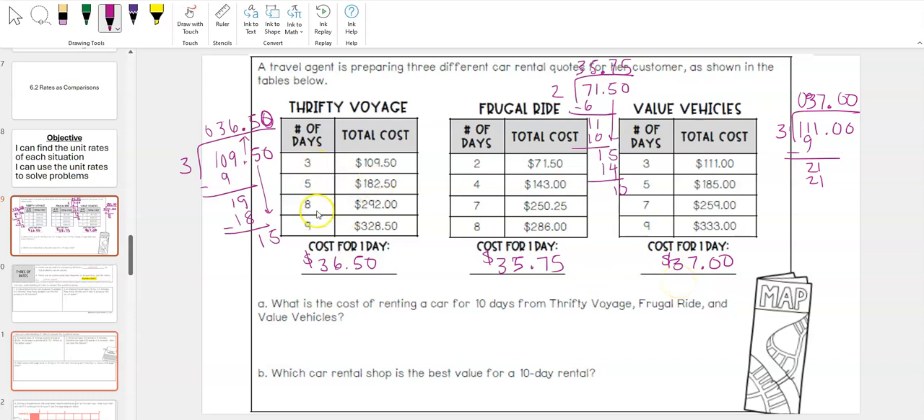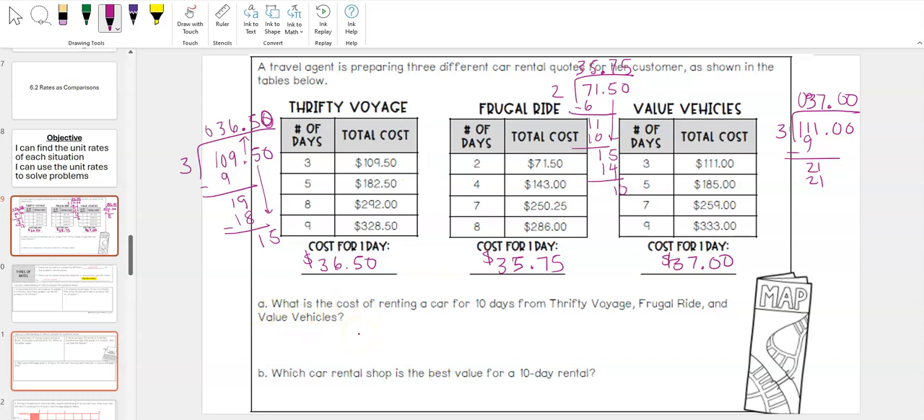Now, normally you would want to divide every single one of these to make sure that it's the same, because maybe the more days you do, the higher discount you get, so it's cheaper. But if you do these on a calculator, if you were to do long division with these, you would see that they are all the same price per day. You could even just try to go, okay, this is 2 days, so if I add $36.50 twice to $109.50, I would get $182.50. You could do that too.